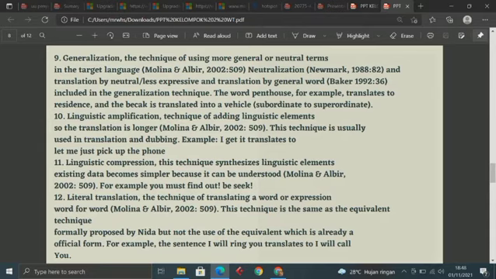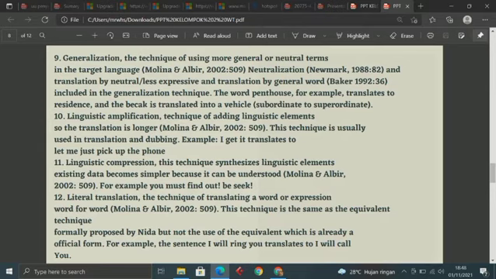Molina and Albir, 2002, page 509. This technique is usually used in translation and dubbing. Example, "I get" translated to "let me just pick up the phone." 11. Linguistic compression.